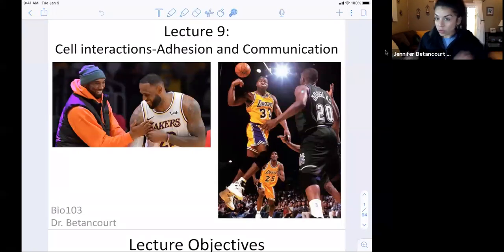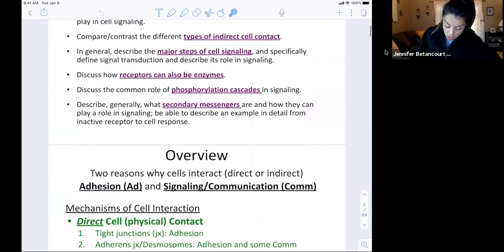Okay? So those are pretty much the 2 things that we're going to talk about: cell adhesion and cell communication, right? Via longer distances.